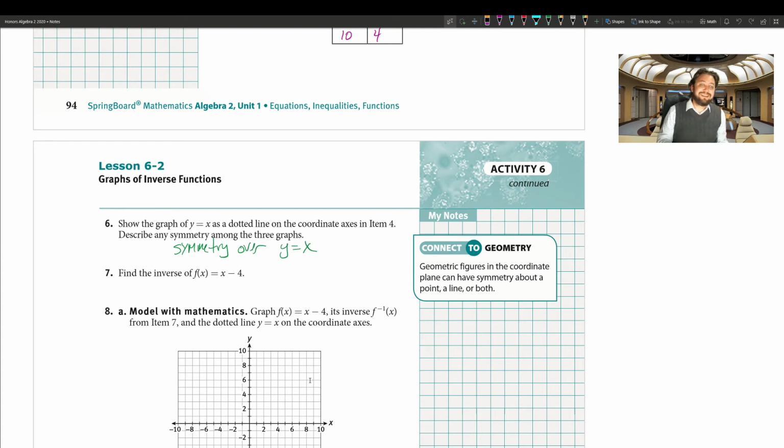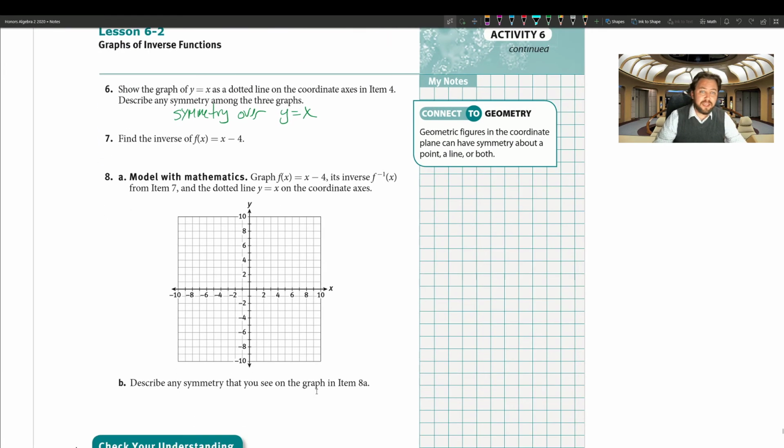All right, easy enough. All right, number 7. Find the inverse of f of x equals x minus 4. This is going to be not too bad because I'm not going to check it. I'm just going to solve it. And I'll do that off to the side. So step 1, y equals x minus 4. Step 2, flip-flop them, x equals y minus 4. And then solve it for y. So x plus 4 equals y. Pretty easy.